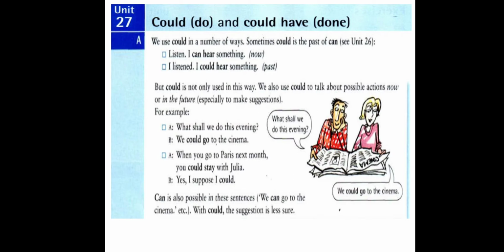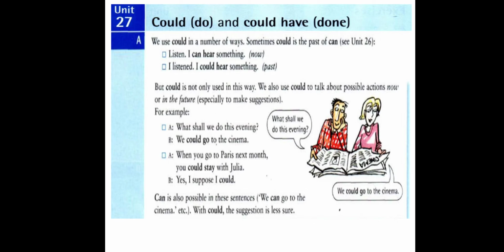But could is not only used in this way as a past of can. We also use could to talk about possible actions now. So we can use could not as the past of ability. If it is used as past ability, it is a past of can. But if we use it in other ways, as possibility for example, it doesn't mean it is a past form. It is used for now. It is used as possibility, for a present possibility. So it can be used as past ability, and it can be used as a present possibility.